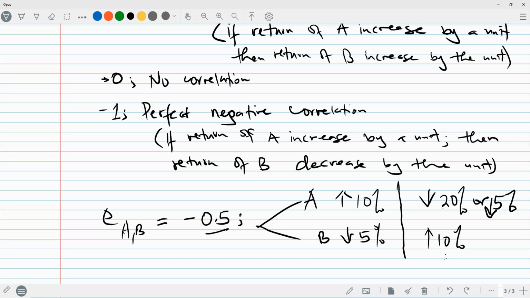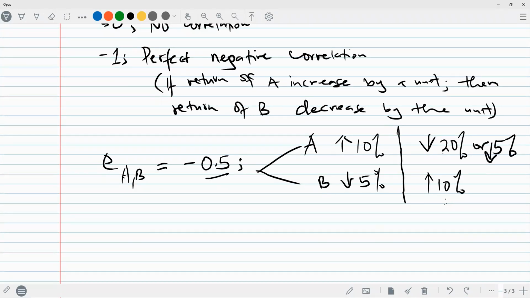Yes, Joseph. In the second scenario, is there any difference between a decrease of 5% and 20%? Is there a difference between a decrease of 5% and 20% when B increases by 10%?